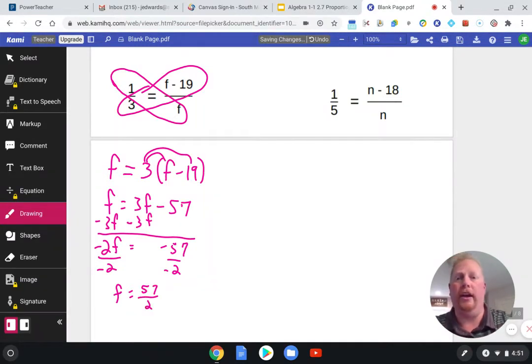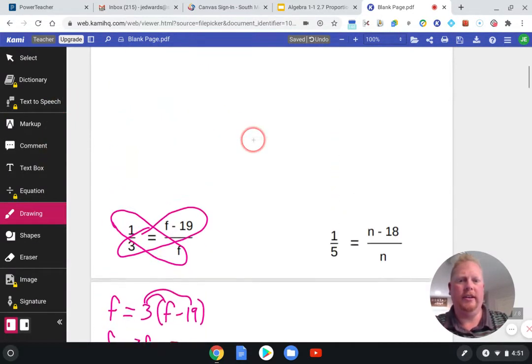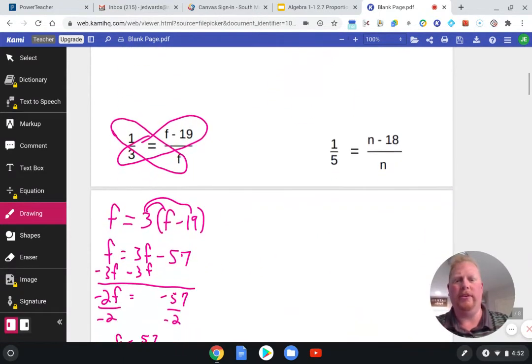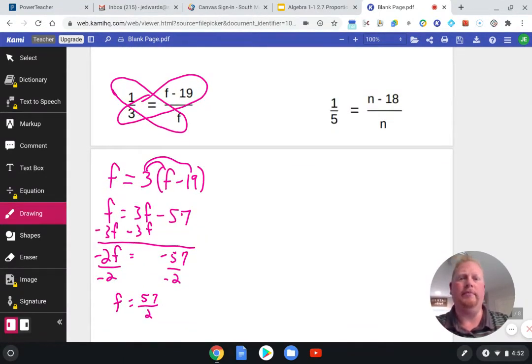Now you might say, can I turn that into a decimal? In this case, a decimal isn't going to hurt anything. That's going to be like 28.5 or something like that. I'm not going to count that wrong. In the example that we did previously, 100 over 3 would give me 33.333333. I don't want an ongoing decimal. If it's going to be a simple decimal, I don't have a problem with it. Otherwise, just leave it as an improper fraction.